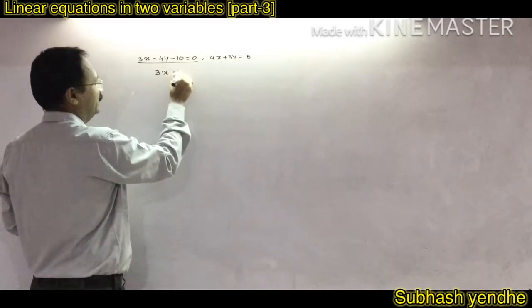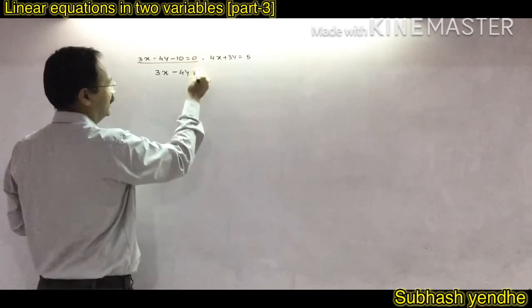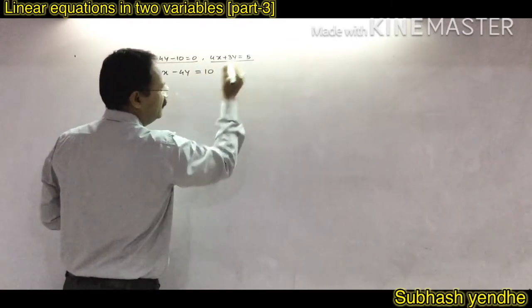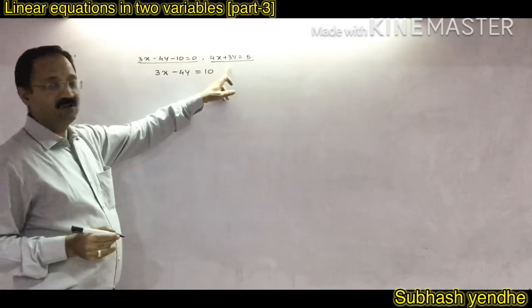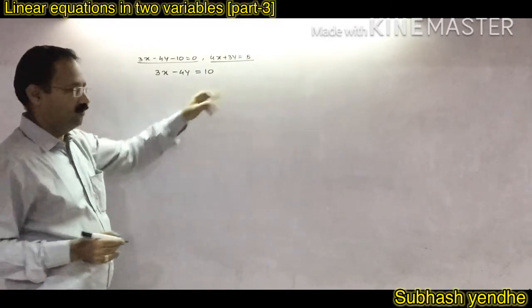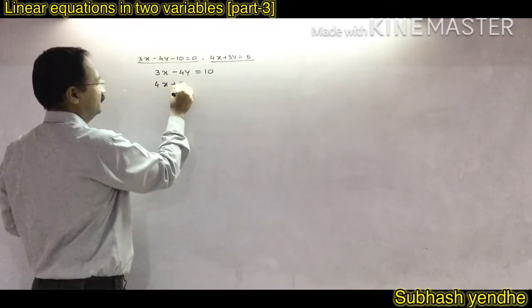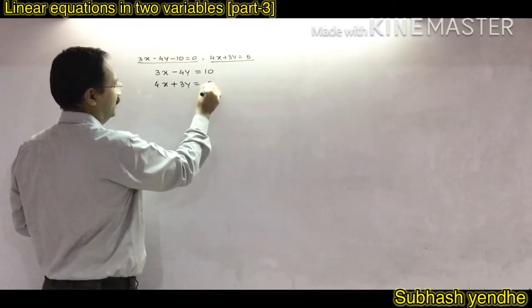3x minus 4y, moving both to that side, so you get 10. Observe this equation. Yes, this equation is in the correct form. So, you have to write it below this one: 4x plus 3y equals 5.